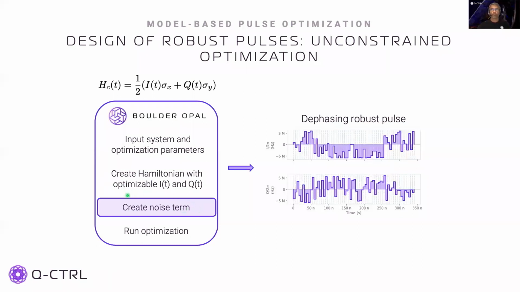If you want to generate a robust pulse against a specific noise source, you add this term as well, and you are ready to run the optimization. The outcome of the optimization is a piecewise constant pulse, as the one shown on the right. This one, in particular, is a pi pulse created to be robust against dephasing. With this pulse at hand, we are now ready to implement it in the hardware.